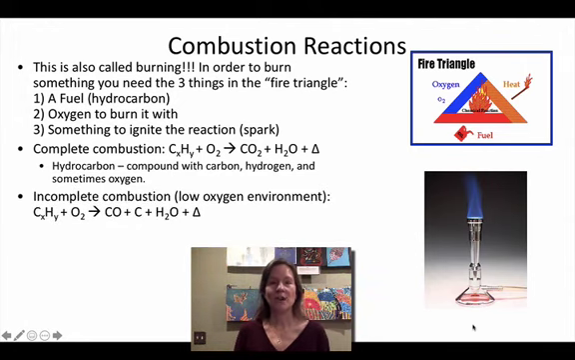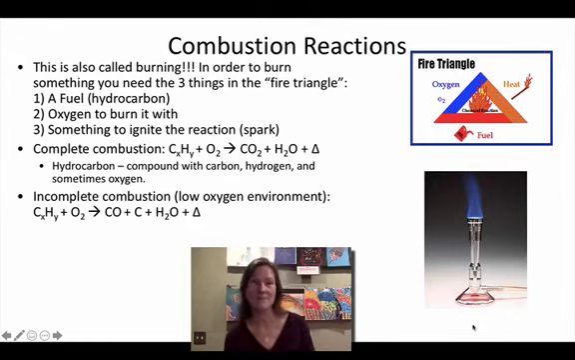Now, if you've ever heard of carbon monoxide being produced because of a combustion reaction, there's something called incomplete combustion also. If there's not enough oxygen present, instead of making carbon dioxide, you'll make carbon monoxide, which is why they say things like open your garage in the wintertime when you have your car on, because you will produce that carbon monoxide since there's not enough oxygen present.